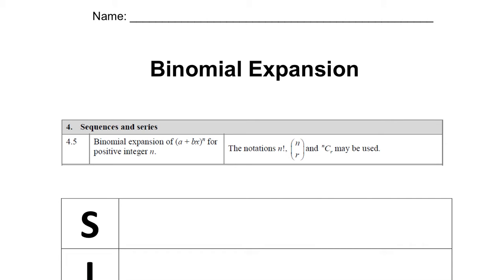Okay, so we have Pure 2, binomial expansion. This is the specification that we have here. So sequences and series is 4.5. We're going to be expanding (a + bx)^n, where n is a positive integer. If it's fractional or negative, we'll be looking at that in Pure 4.